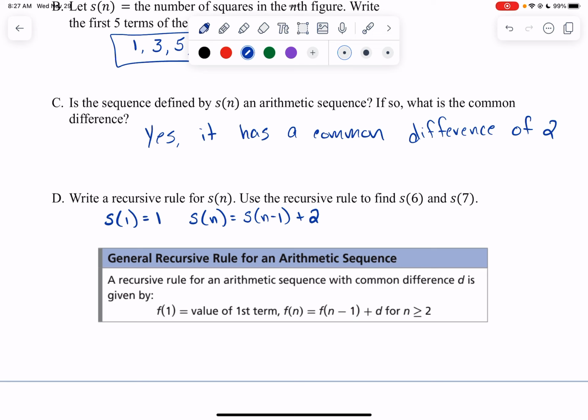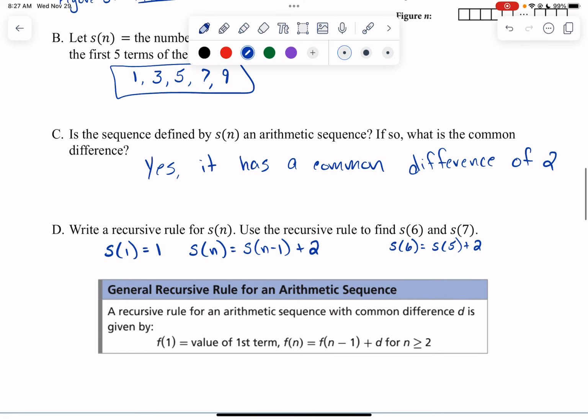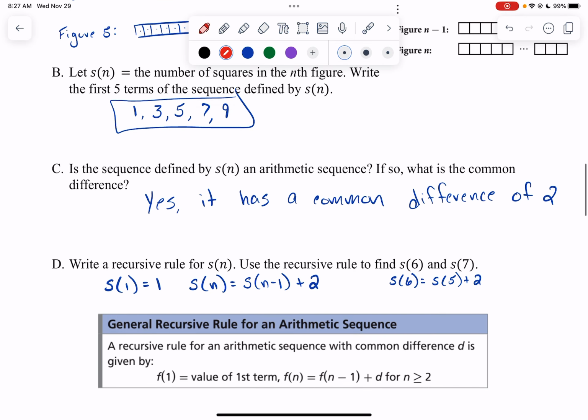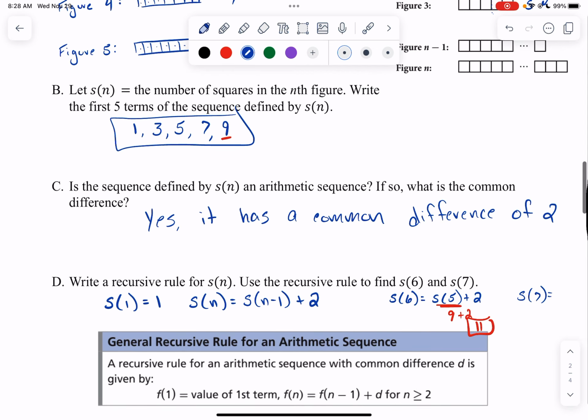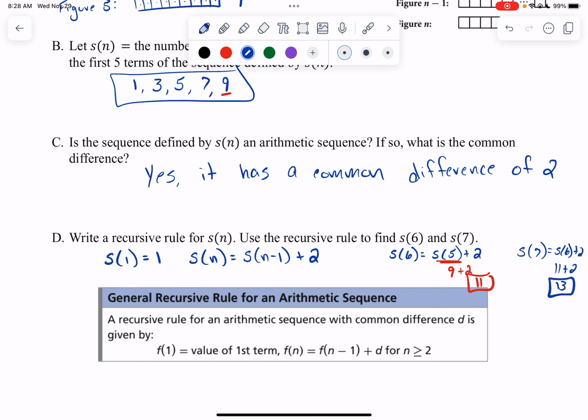Okay. So now it says use the recursive rule to find S of 6. So S of 6 is going to equal S of 5 plus 2. What is S of 5? Fifth term. S of 5 is 9, so I take 9 and add the 2, I get 11. So there's S of 6. Now to find S of 7, I take the 6th term, 11, add 2, I get 13. So there I am using that recursive rule.